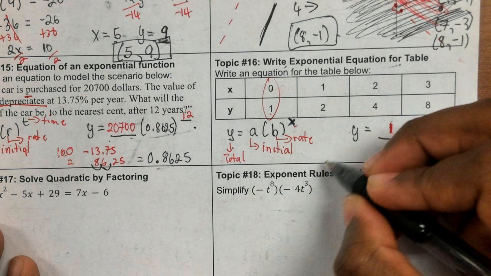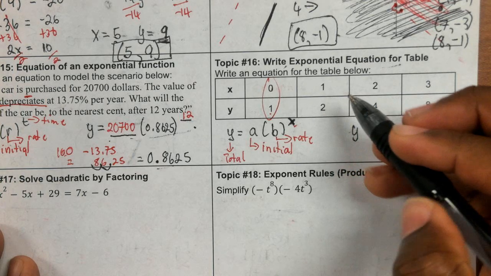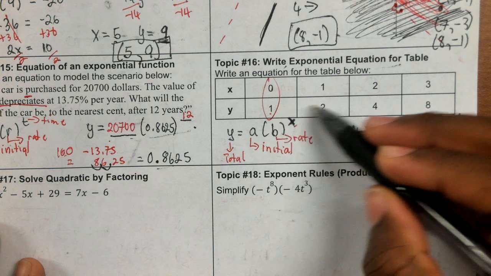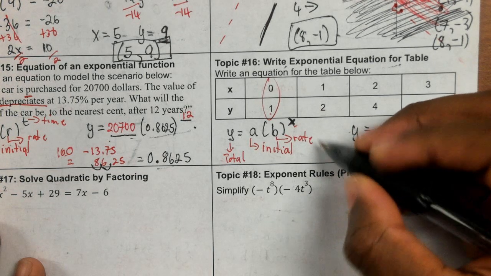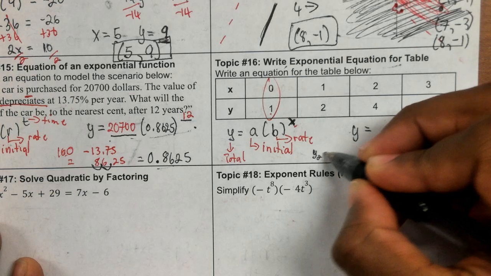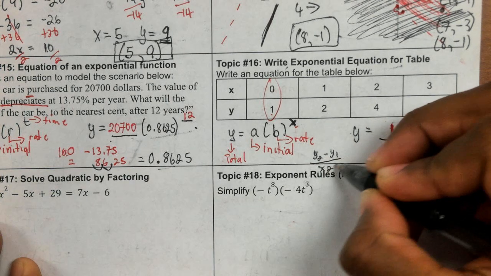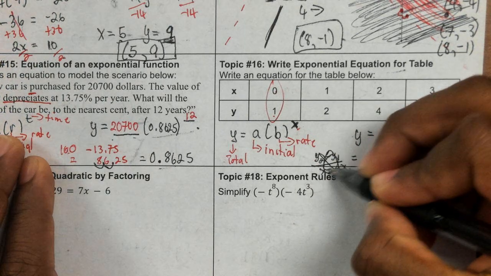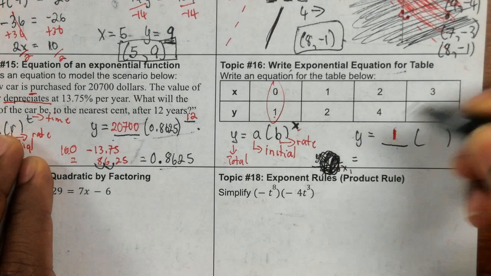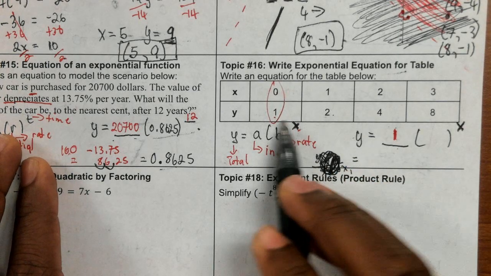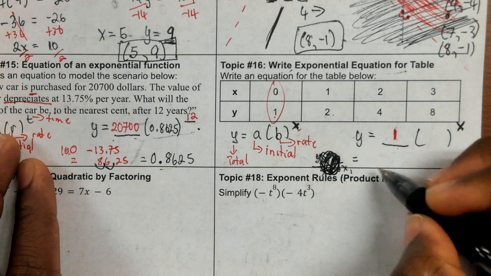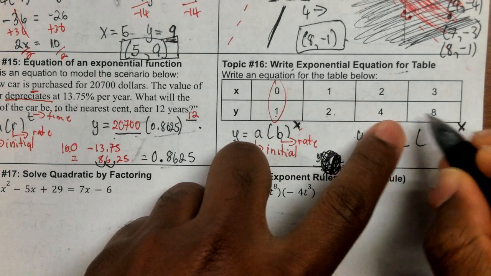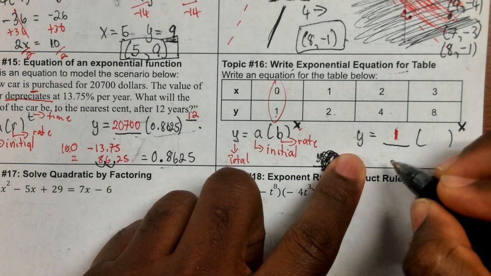To find your rate, you need to do y2 minus y1 over x2 minus x1. Alright, or do the difference between them. Actually, guys, you wouldn't use this in reality. All you do is just divide your two y values or any two consecutive y values. Alright? So you could do this divided by this, or this divided by this, or this divided by this. You just divide your consecutive y values.